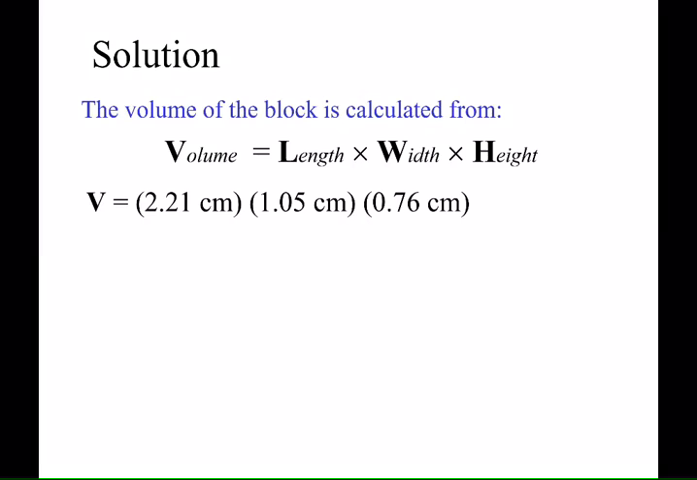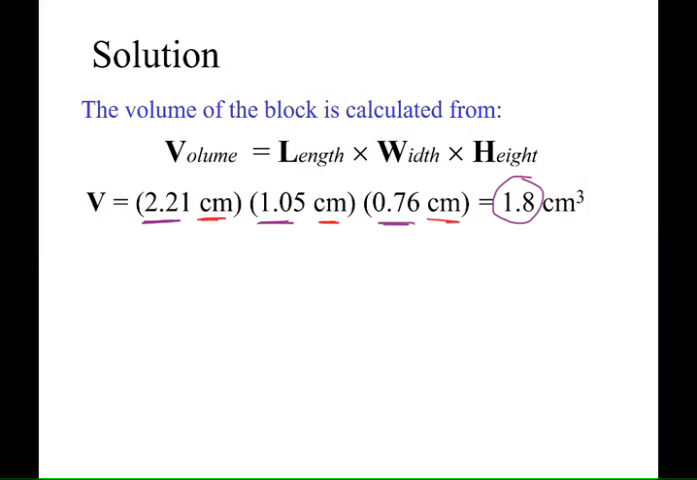So here we go. Length times width times height. Show all your work. We multiply the numbers together, and then we multiply the units together. So here's the numbers. We multiply them together, and we get, rounded to the right number of significant figures, this number, and then we take the units, centimeters times centimeters times centimeters is equal to centimeters raised to the third power.